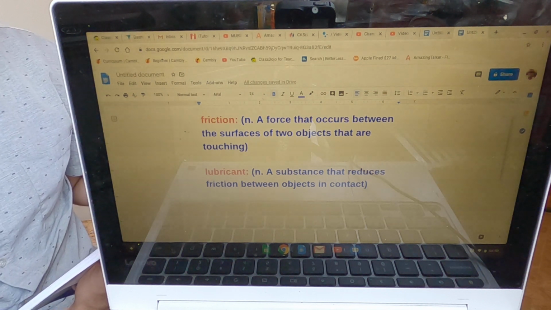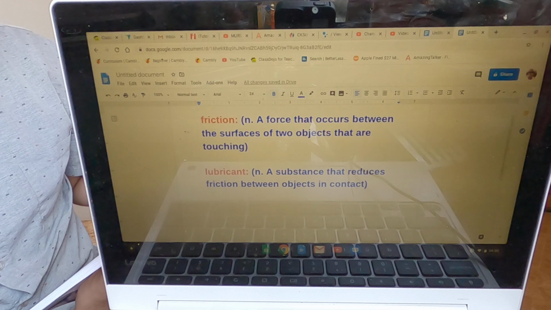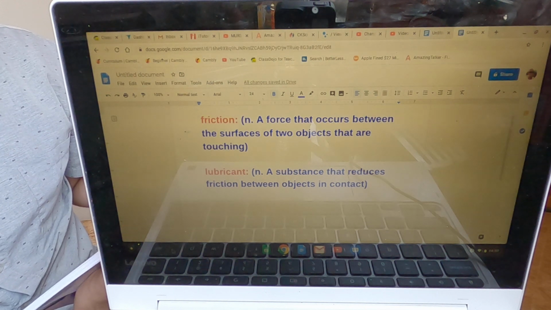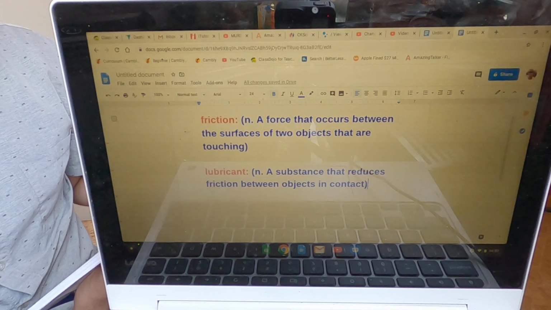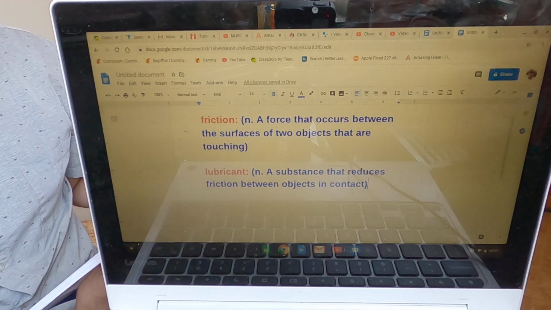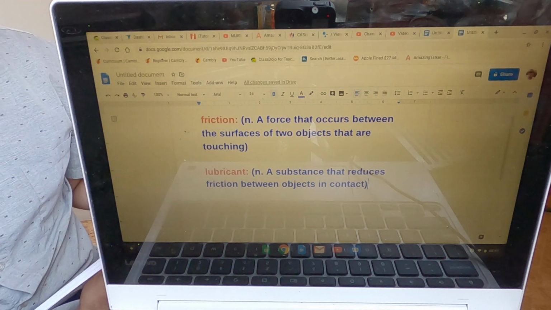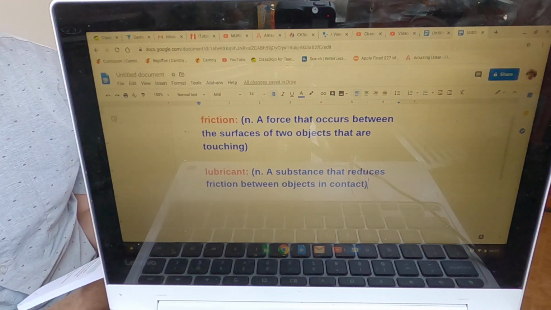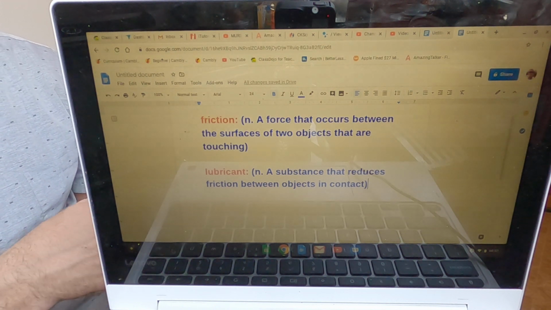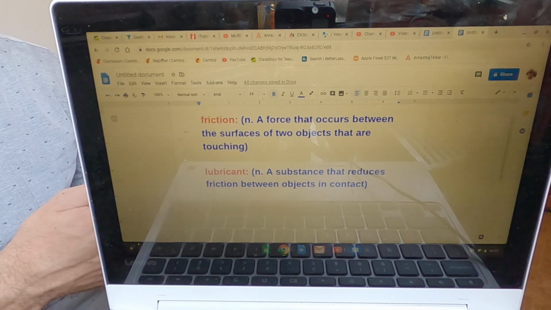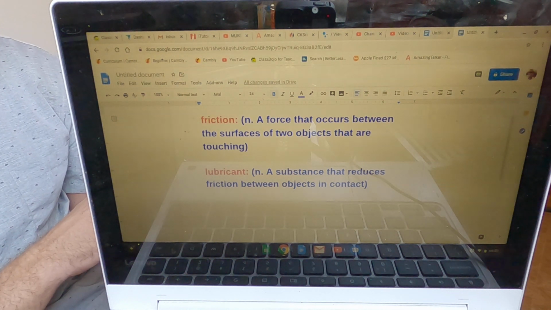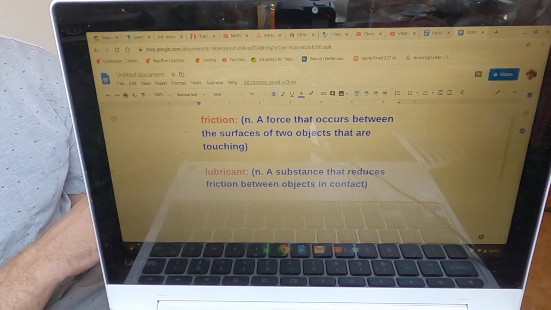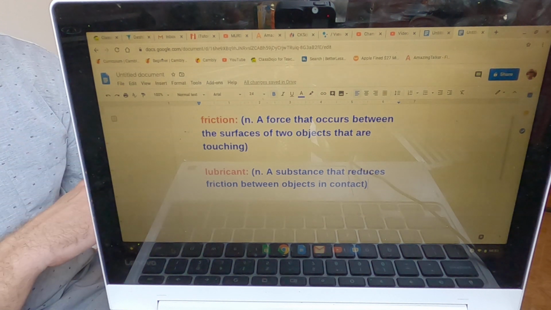Your second term is the word lubricant. Noun, a substance that reduces friction between two objects. So like the oil on the ramp earlier, or like the explanation I gave you of the robber being chased by police, so he throws down oil on the street to make them slip and fall. Oil is something that removes or lowers friction to make movement easier.